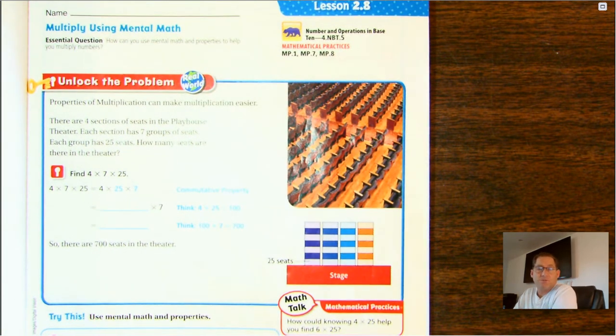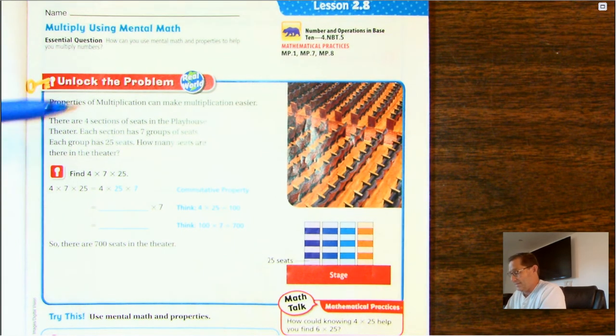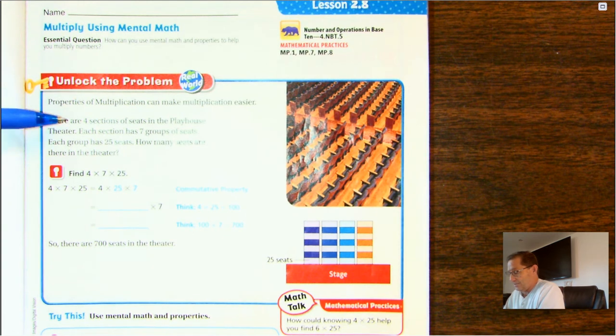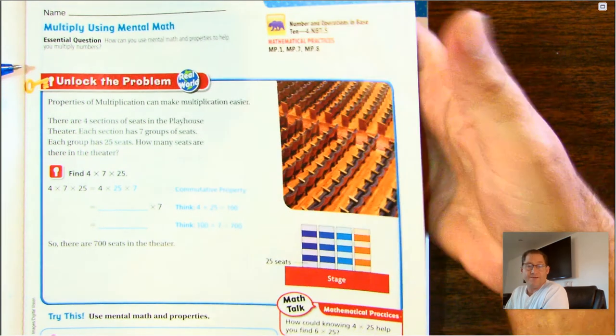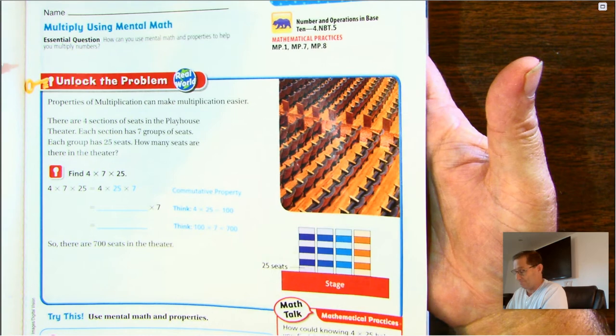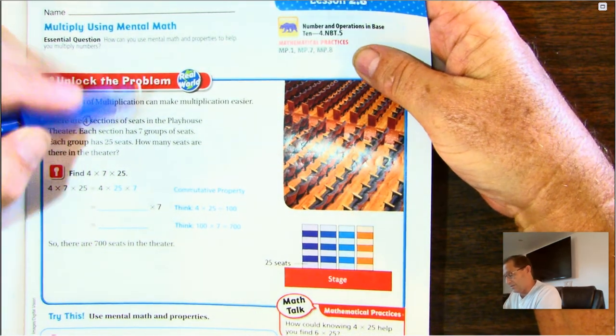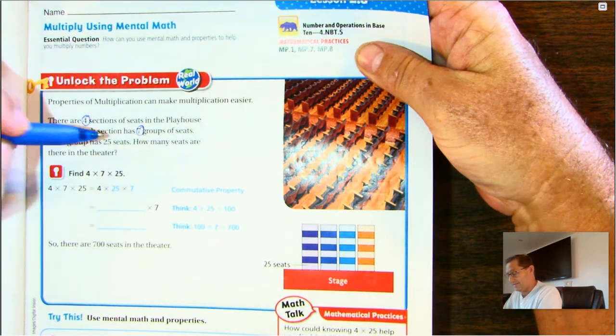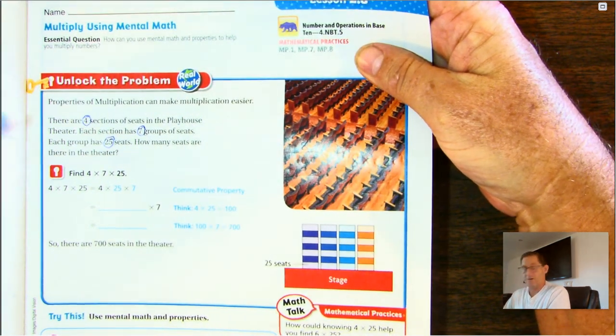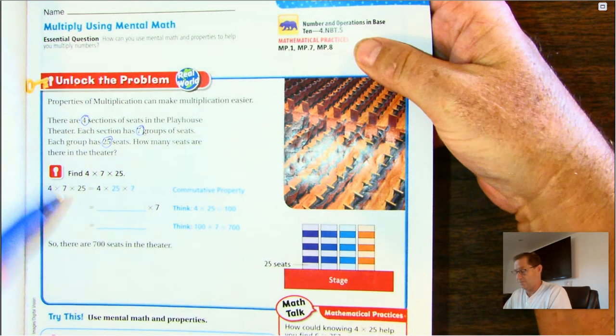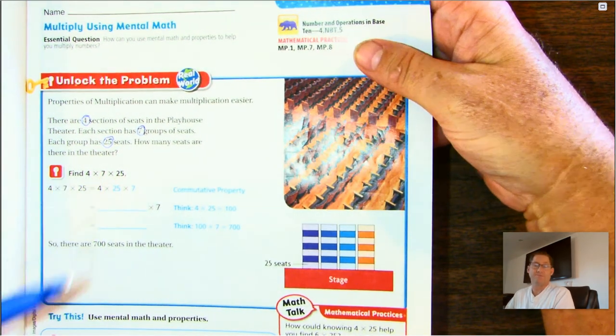So, properties of multiplication can make multiplication easier. For instance, there are 4 sections of seats in the Playhouse Theater. Each section has 7 groups of seats. Each group has 25 seats. How many seats are there in the theater? All right, so if we just take our numbers, 4 sections, 7 groups of seats in each section, and in each group there are 25 seats. So we'd have 4 times 7 times 25.